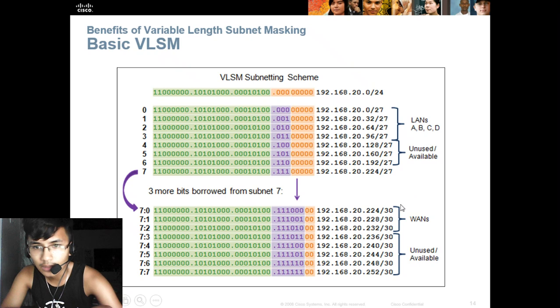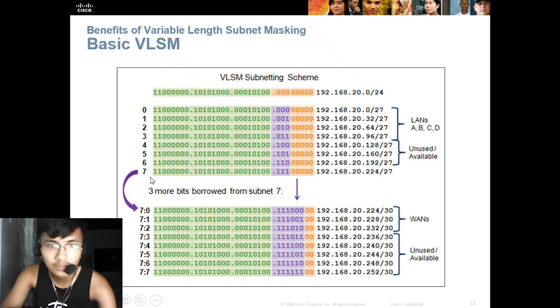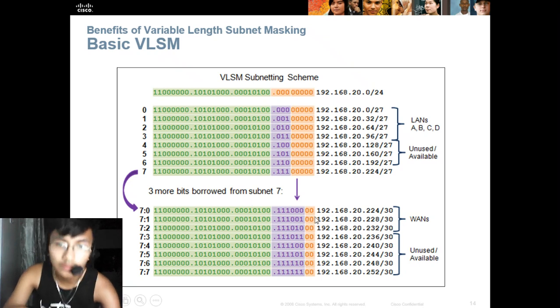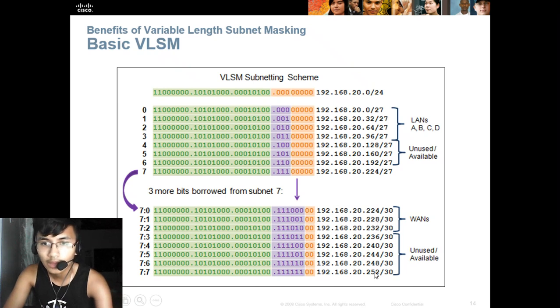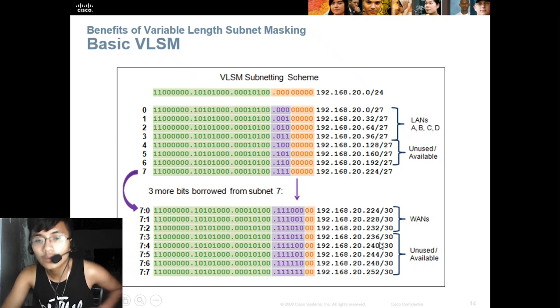Then it adds 3 more, and then it becomes /30, and the calculation starts on. That is where this subnet 7 has been resubnetted into smaller pieces. So it also starts from 224 up to the near maximum, the 252.